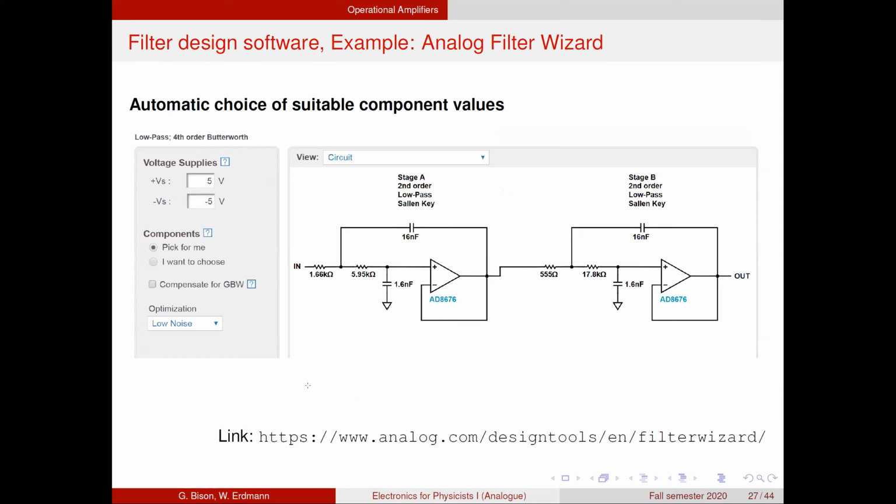Here is then what the tool generates as an output. So it gives you a schematic. Of course, it suggests Analog Devices amplifiers, and it tells you which values of components you need in between. Then you can optimize here, for example, for low noise, and you can tell it what the voltage levels in your system are. And you basically get all the components chosen in the optimal way.